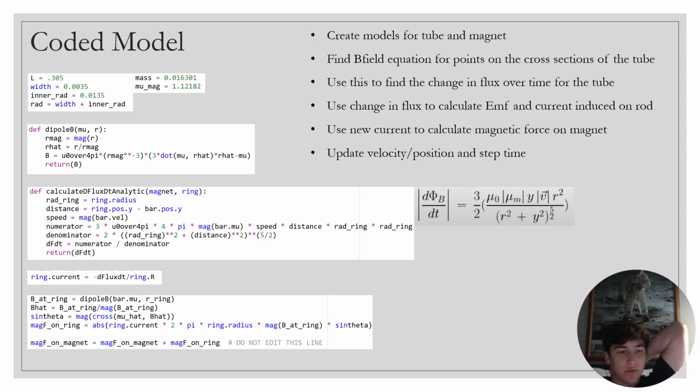We can find the force on the ring first, and then we know that the force on the ring will be the same as the force on the magnet since they act on each other the same. That's what we're looking for. So we finally end up with our force on the magnet, which we then add to the force of gravity on the magnet, and we can see what the final resulting force is, and then update the velocity and the position of the magnet from that.